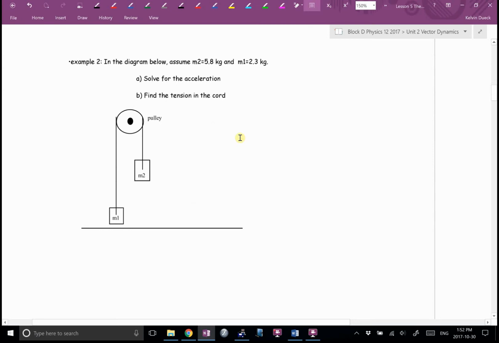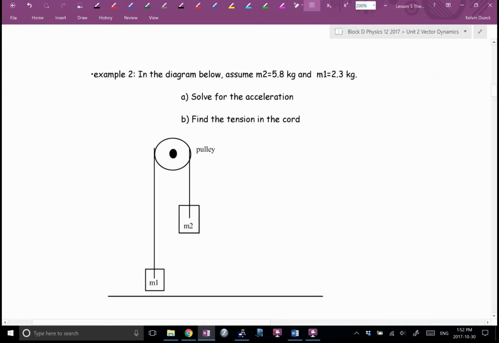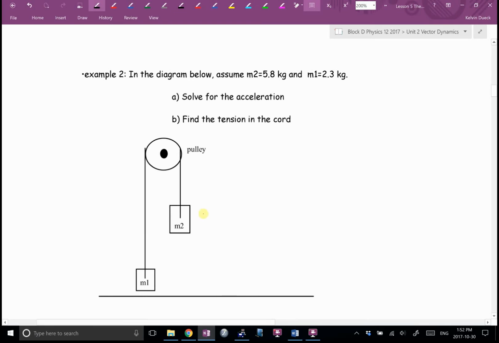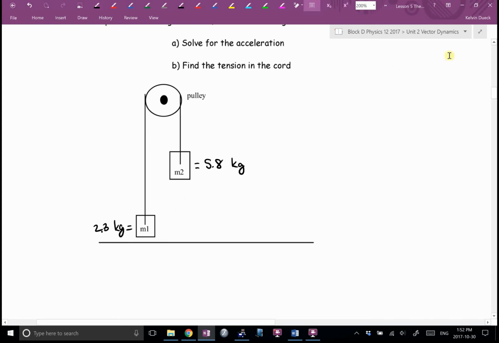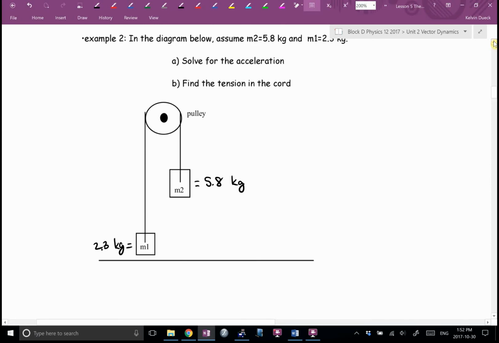Let's do one with numbers. It says in the diagram below, let's assume mass 2 is 5.8. You know what? I think I'm going to write that in. And let's assume mass 1 is 2.3. Solve for the acceleration, find the tension in the cord. Okay.